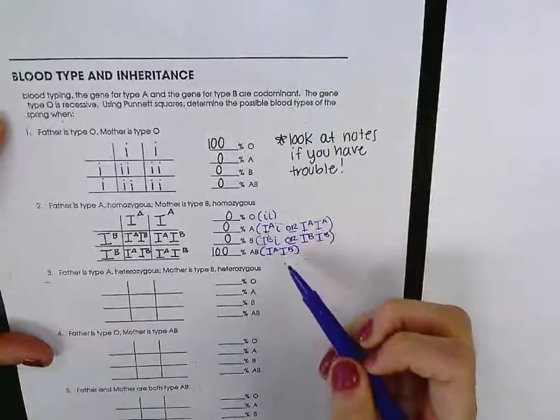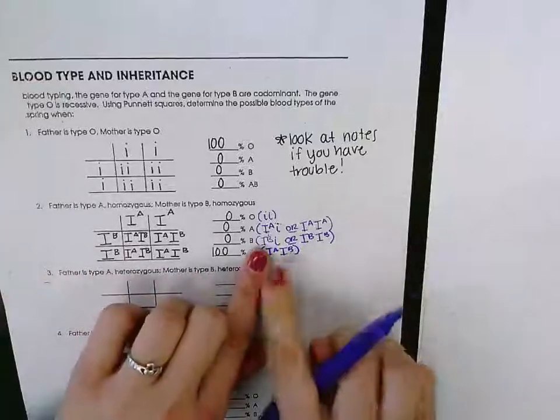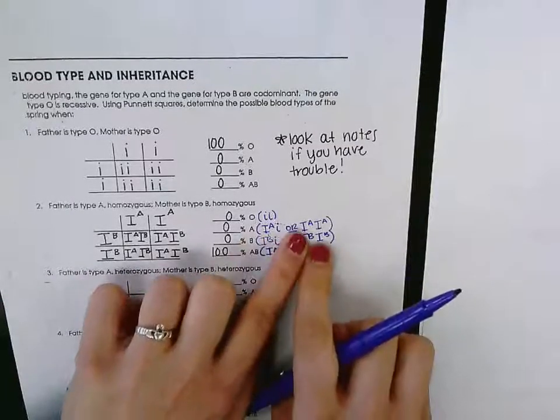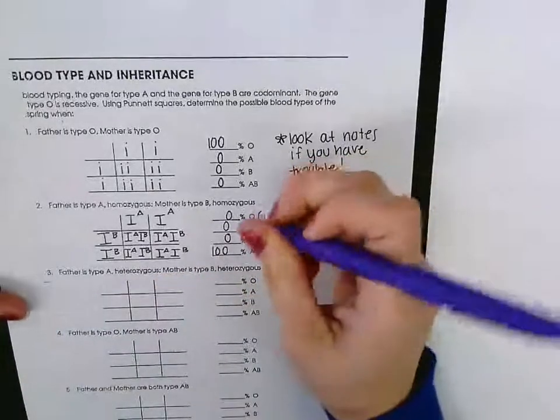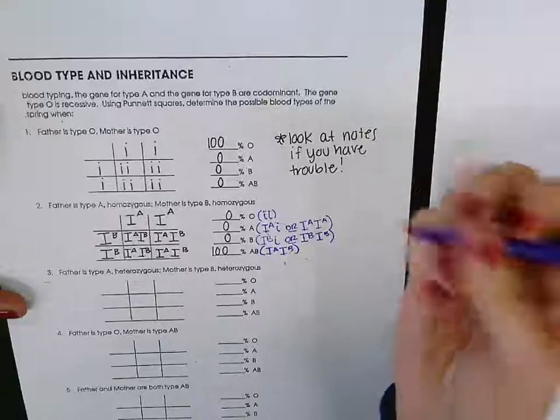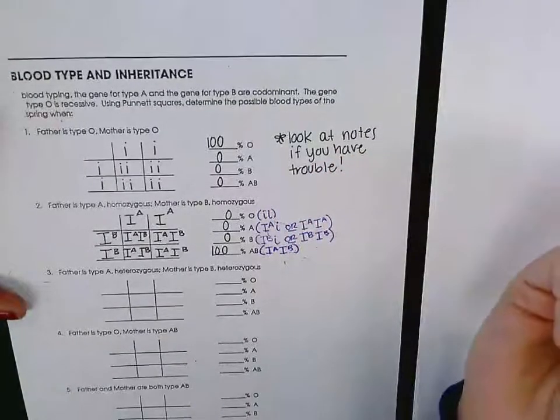If you're getting confused by these I's, just cover up those big I's and think AB. Here, cover up those I's, we've got B; cover up those I's, we've got B. This is an example of multiple alleles, because there's not just dominant and recessive; there's little i, there's A, and there's B, okay?